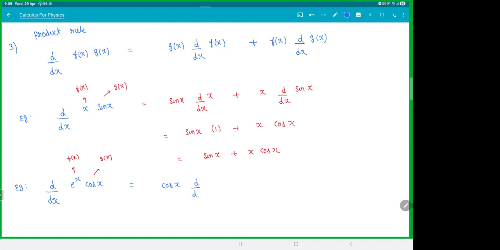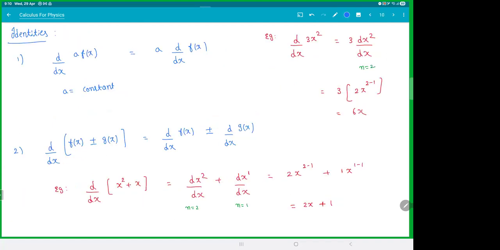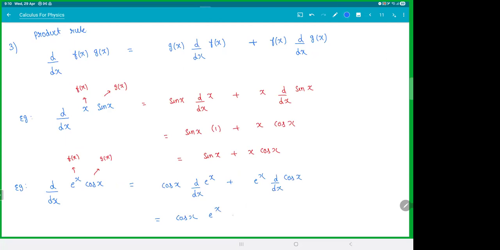Then you differentiate f of x, which is e power x. E power x will stay outside. Then you differentiate cos x. So when you differentiate one, the other guy stays outside. What is e power x's differential? Again, go back to level one. E power x's differential is e power x only. What is cos x's differential? Minus sin x. So if you take out e power x common, this ends up to be e power x into cos x minus sin x. This is called the product rule.